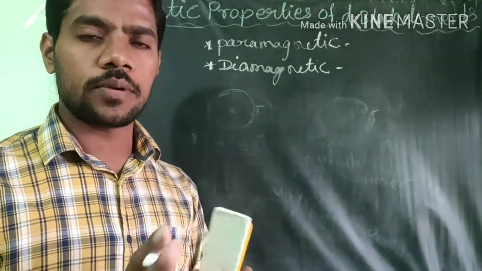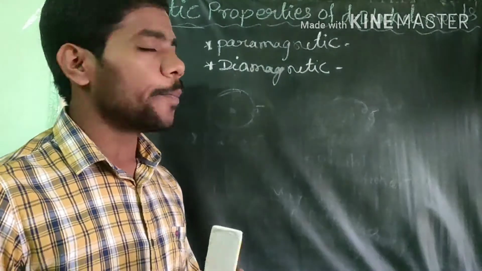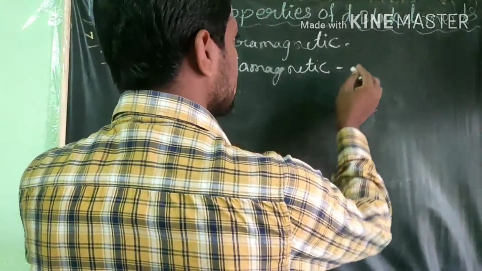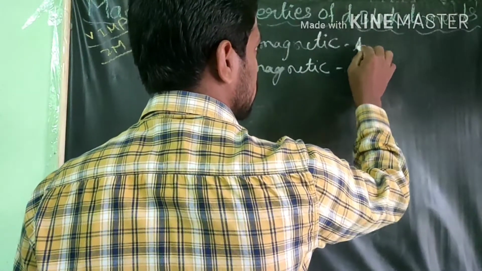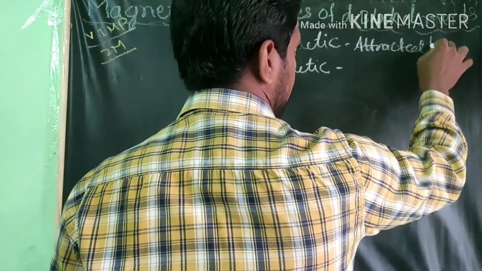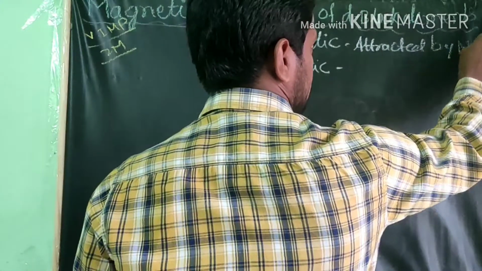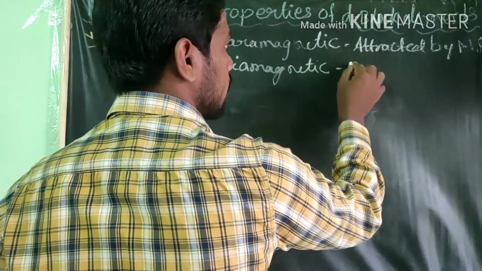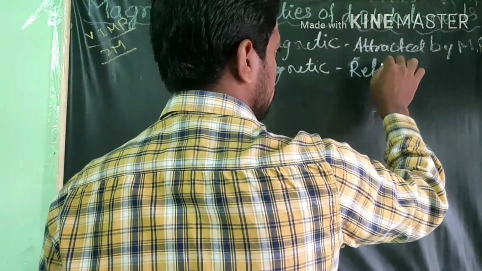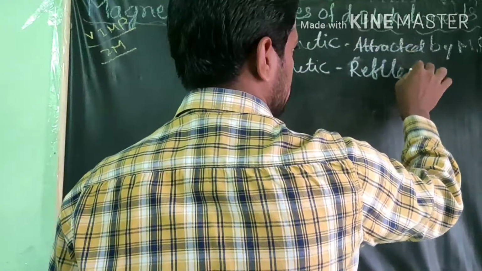Paramagnetic, dear ones, you see here: a paramagnetic substance means they are attracted by a magnetic field, and diamagnetic substances are repelled by a magnetic field.